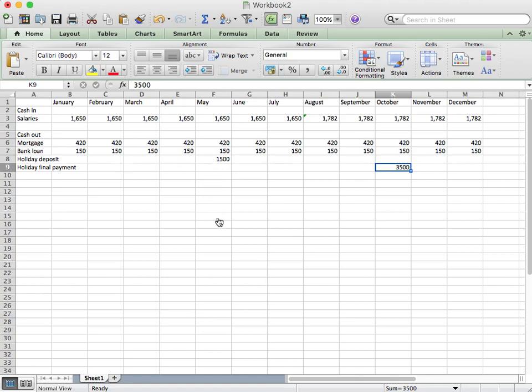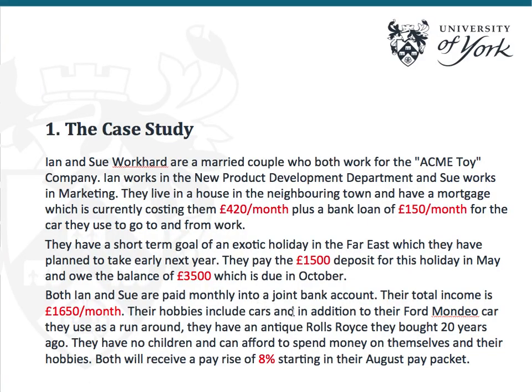Let's go back to our case, and just a quick scan down here that we've picked up all of the relevant information. Got a little bit of irrelevant information here for this particular case. The Rolls-Royce is 20 years old. Not a lot of useful information in that for the cash flow forecast. So let's go to the second part.